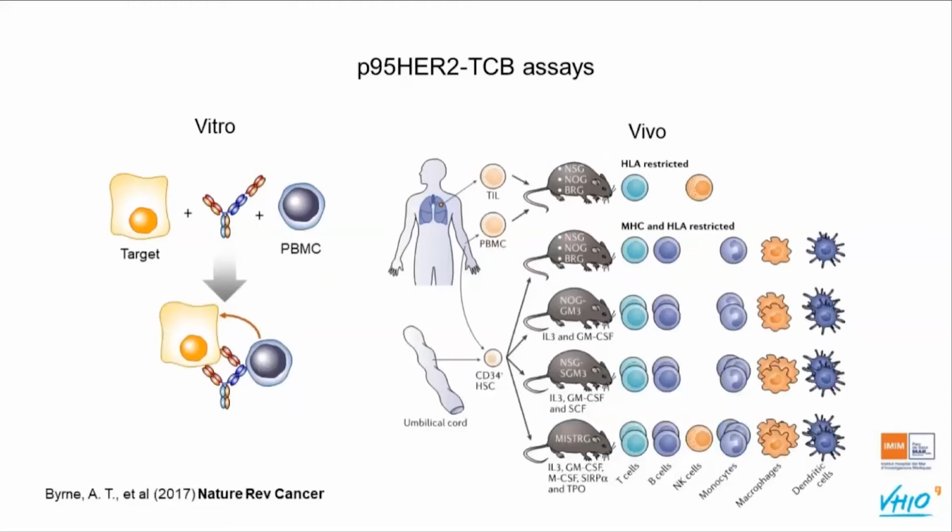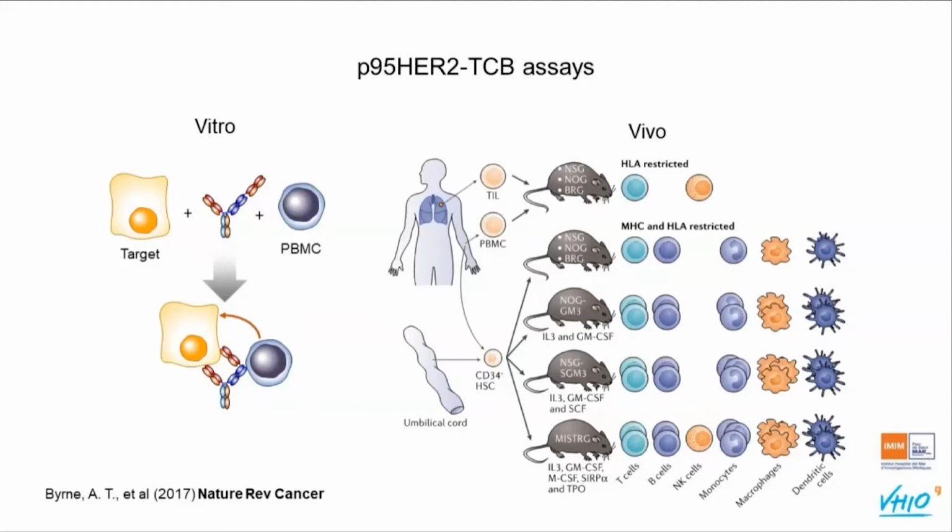We had, of course, the challenge, once we made these antibodies, of how to characterize their activity, and that is when we became interested in different models. Of course, the in vitro models are quite straightforward. You just take your target cell expressing, in this case, P95 HER2, and co-culture them with lymphocytes from a healthy donor, with or without your bispecific antibodies, and analyze the killing of these cells. In vivo, it's a little bit more difficult.